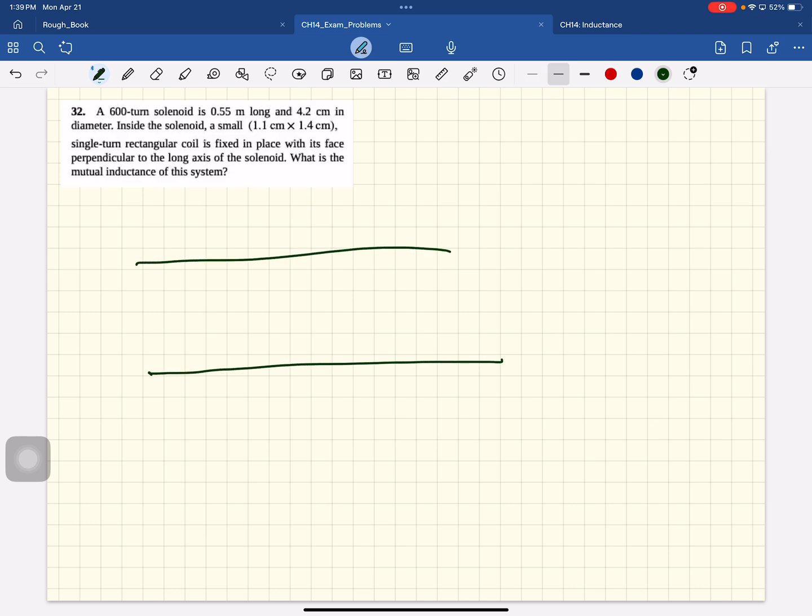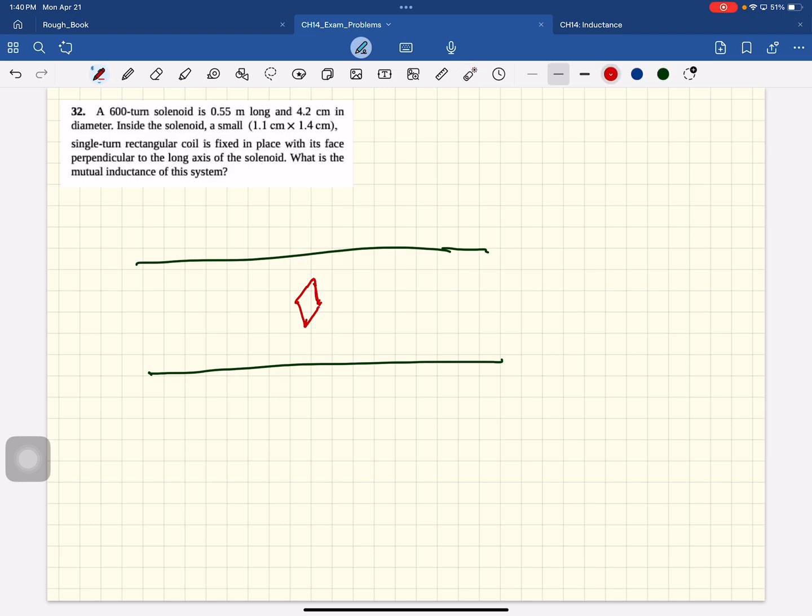Okay, so here's a solenoid, and inside the solenoid you have this coil. All right, so how does mutual inductance come in play? If you change the current in the solenoid, the magnetic field it produces will change, which will induce an EMF in there. So changing currents in this coil will induce an EMF in that. And the mutual inductance is the proportionality constant.